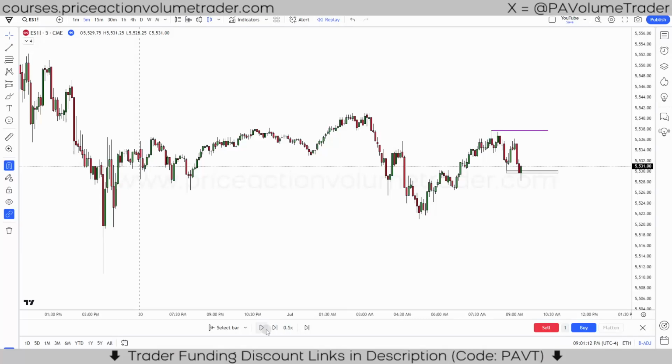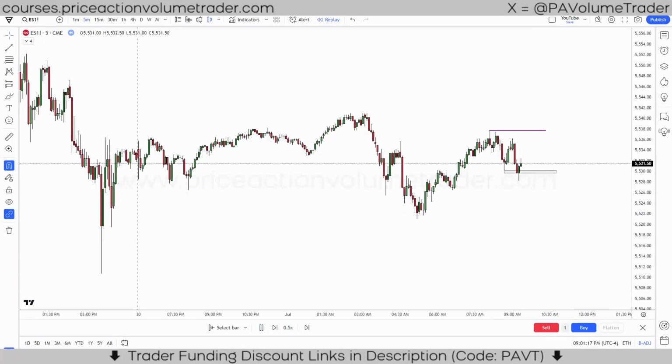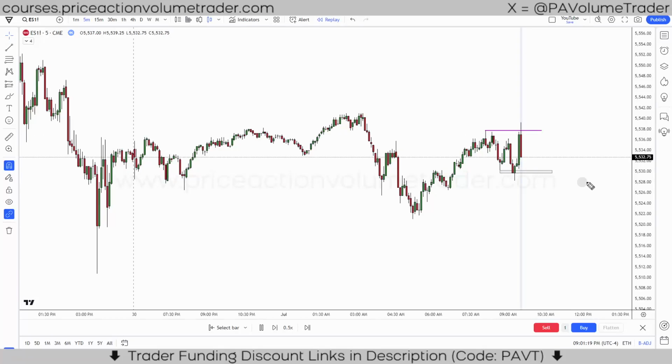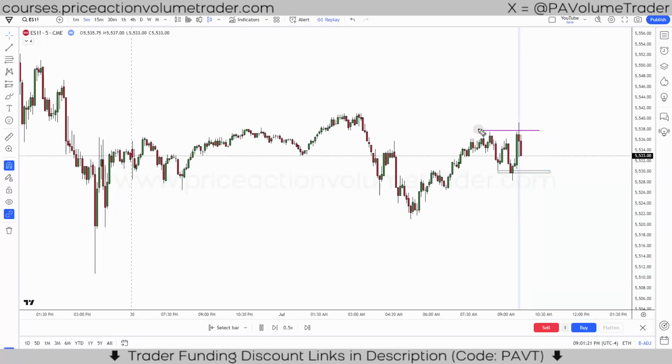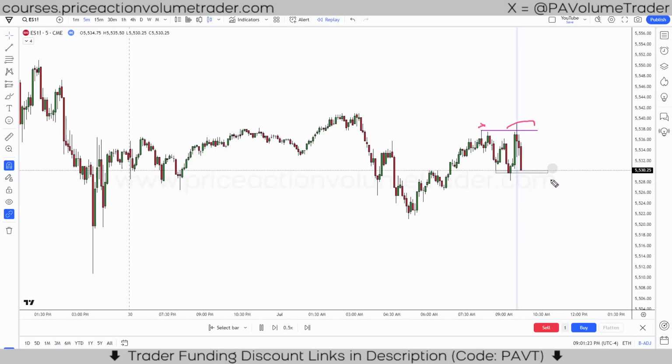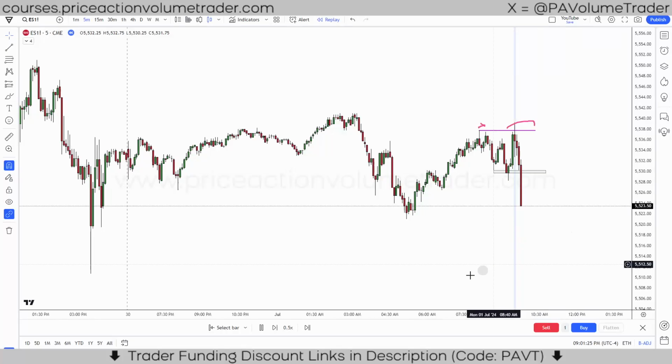And if we push play, you can see I already had this level pre-drawn, but basically here's our fake out from this level. Now we're just waiting for the confirmation, which we get right here. We have a big 5-minute candle close. We break below this low. So now this gray area, this is the level we're waiting for a retest.